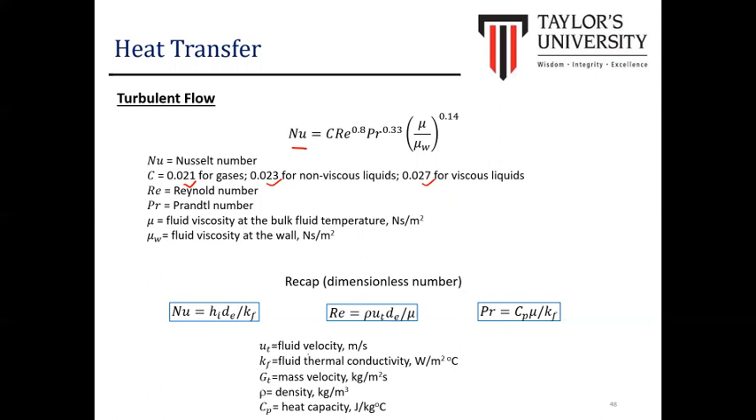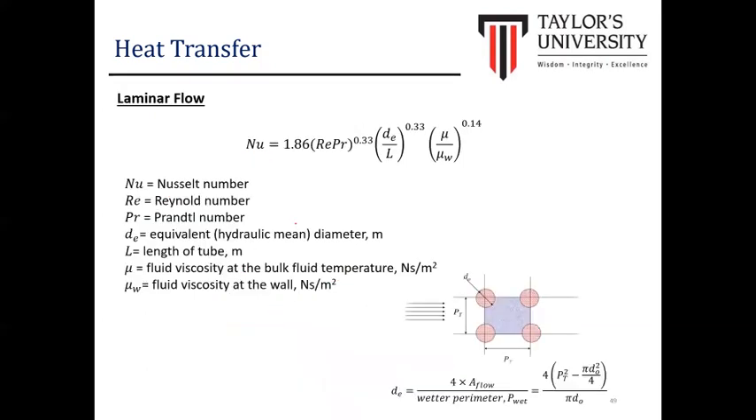And we have the Reynolds number, which you can obtain from this dimensionless number. We have the Nusselt, Reynolds, and also Prandtl numbers, and we have the viscosity in the bulk fluid and the viscosity at the wall. For laminar flow, you may use this equation.